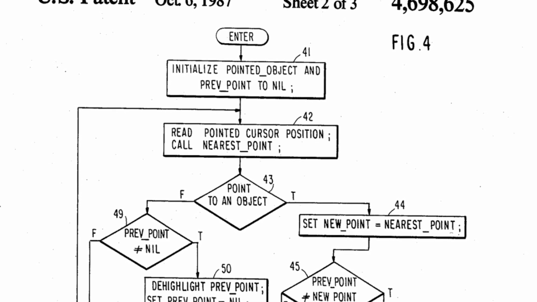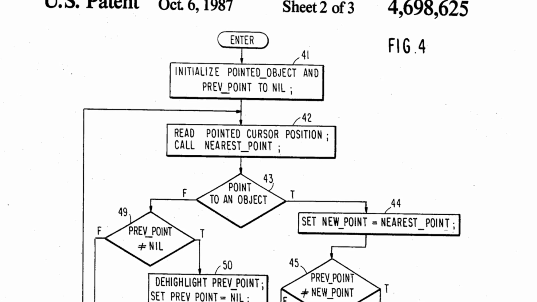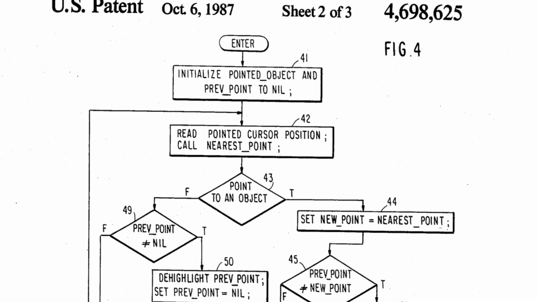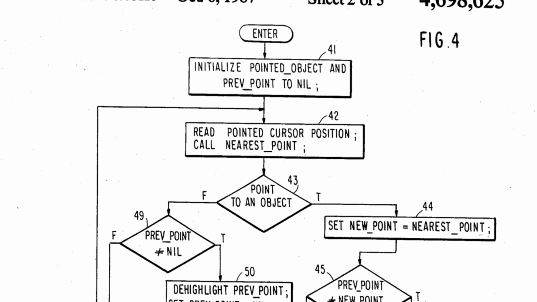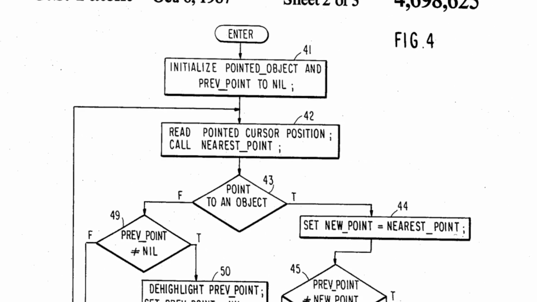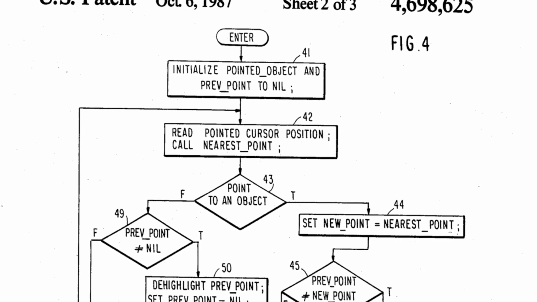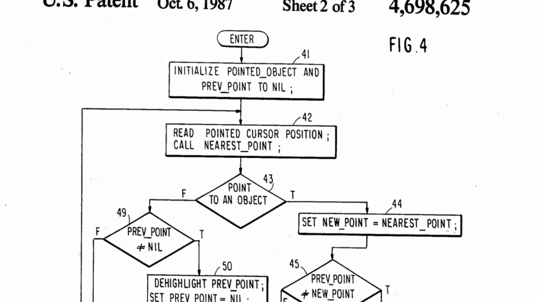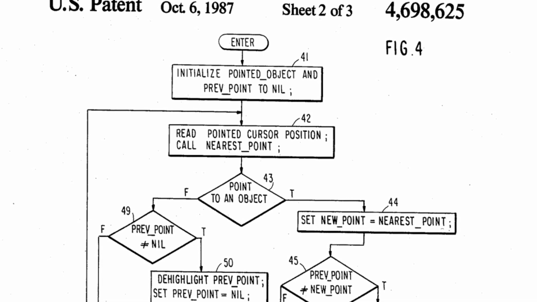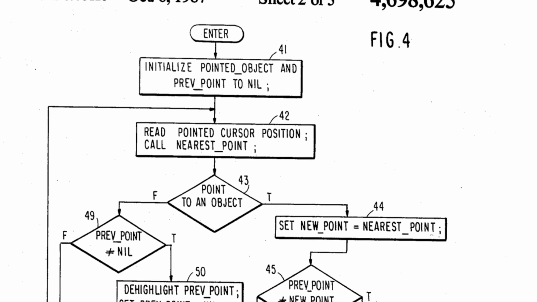If the previous point is defined, then the previous point is dehighlighted in block 47. In either case, the if statement of decision block 46 is completed. The new point is highlighted in block 48, and the previous point is set equal to the new point. The if statement of decision block 45 is then completed. If the pointing cursor is not pointing to any graphic object in decision block 43, then in decision block 49 a test is made to determine if the previous point is defined.